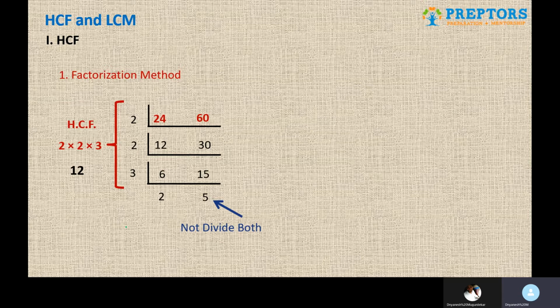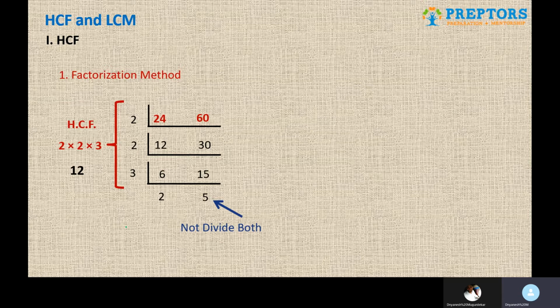We are stopping at 2 and 5 because these two numbers are not divisible by any common factors. Basically we can't take anything common out from both these numbers. So this is where we will stop. This is called the factorization method.